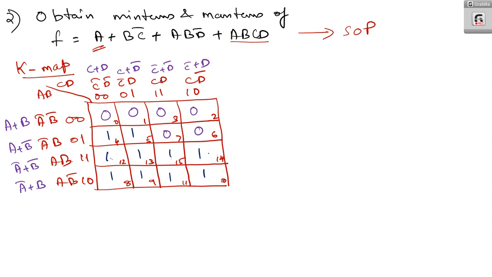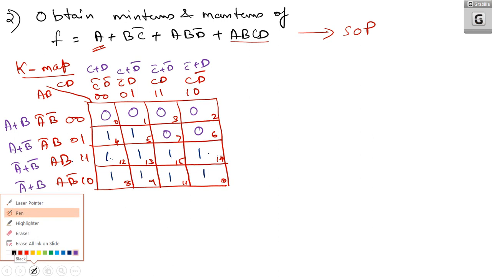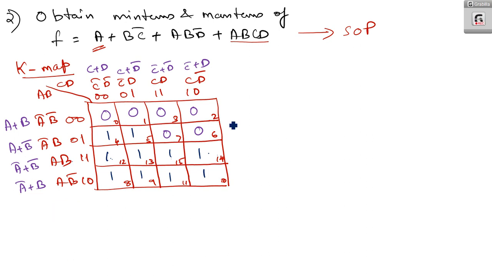So first I am going into the corresponding standard SOP form only. To write the standard SOP form, take the elements which have 1 only, or take the decimal equivalents of the cells which have the value 1. So you can write F is equal to sigma m, and write it in ascending order.